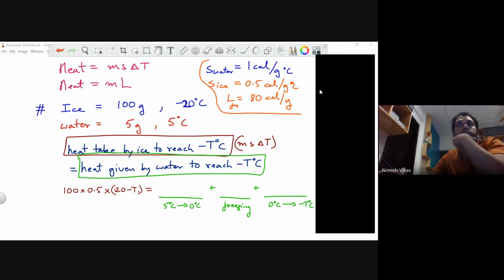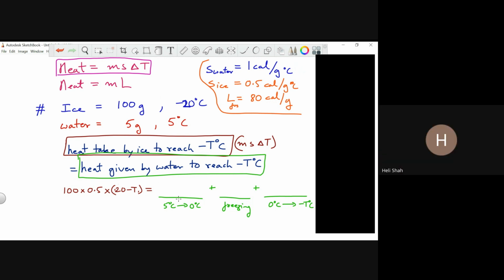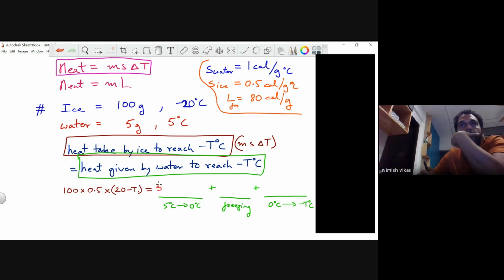So write it. So we'll say one part at least, first part, 5 to 0. What is it? It's a change of temperature. So the formula of m s delta T should follow, right? Sir, it will come out to be 25 calories. Yeah, 5 into S is 1 into delta T is 5 minus 0, which is 5. Who will tell the second part? It is M into L. So 5 into 80. Who will tell the third part?